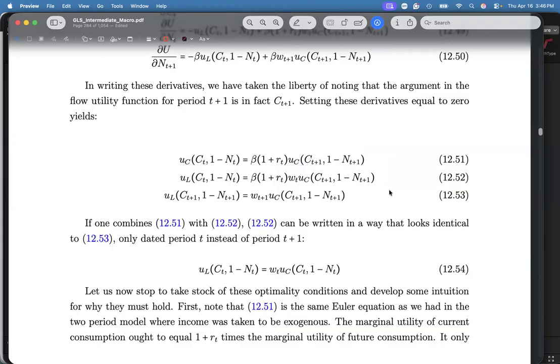But now we have two other equations. Kasi may dalawa ka pang ginawa. May NT tsaka NT plus 1. What do you notice about this? What's on the left-hand side of 12.51? 52. What's on the left-hand side of 12.52?